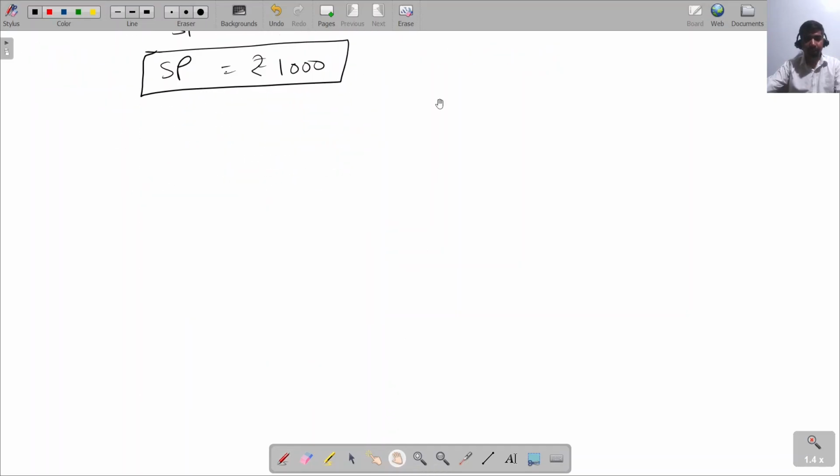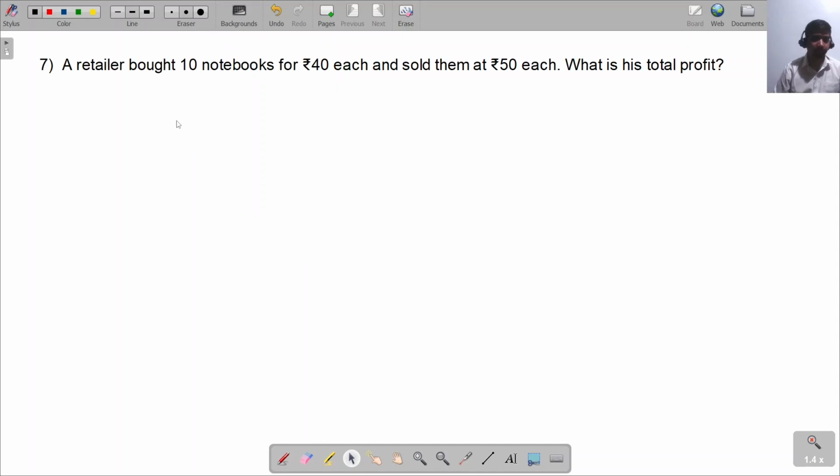So this is the last sum. This is a very good sum. A retailer bought 10 notebooks for 40 each and sold them at 50 each. What is his total profit? Now see, he bought 10 notebooks for 40 rupees each. एक notebook का cost is 40 rupees and he sold one notebook for 50 rupees. 40 का बाय किया, 50 का बेचा. तो प्रॉफिट कितना हुआ? 10 का. For each book there is a profit of rupees 10, and for 10 books, what will the profit be? 10 into 10, 100. Now let's do it on paper.